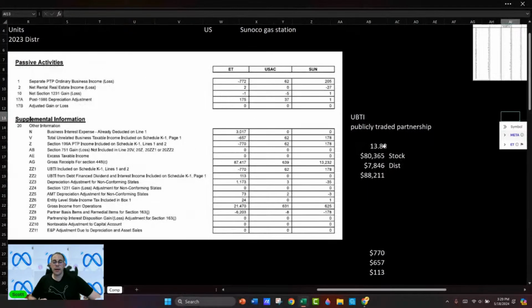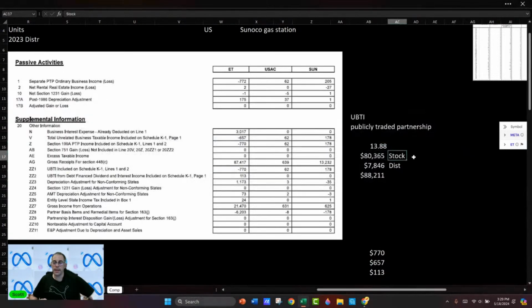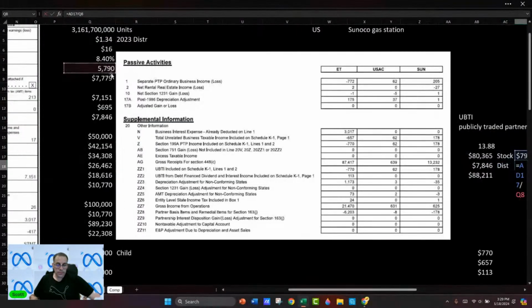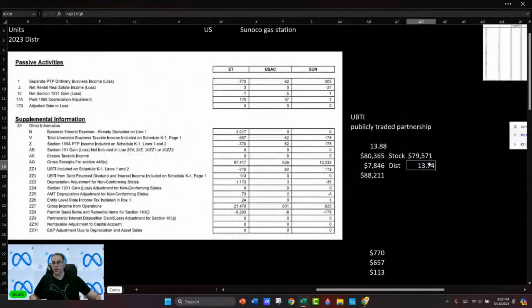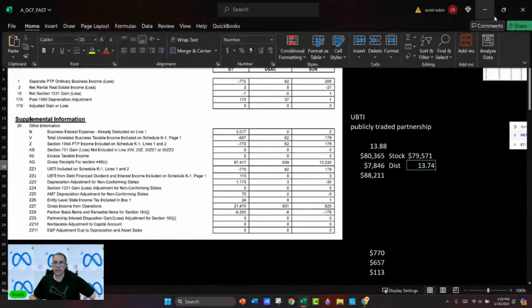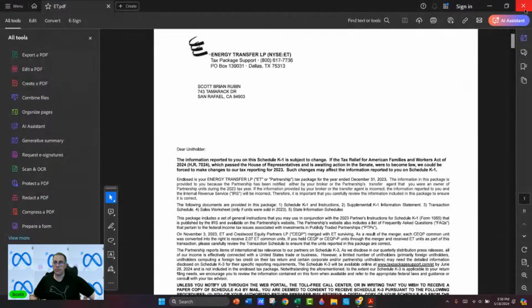I don't know what stock price they use to calculate. Actually, I could probably back into it. 87,417. Okay, 1374. So that's, come on, why did I close it?